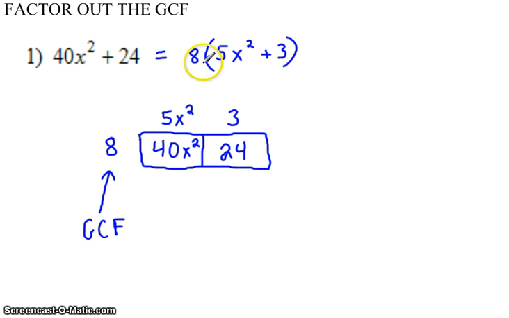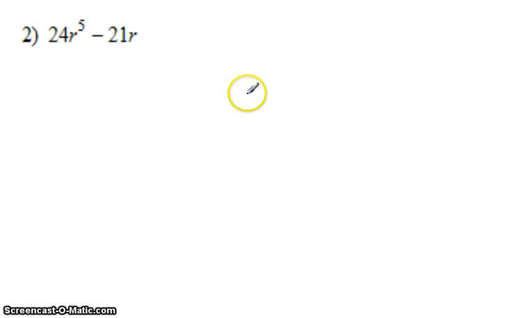So we have factored out the greatest common factor and left it here. It's kind of like going backwards from the distributive. All right, let's do another example. We got 24r to the 5th minus 21r. We've got two terms, so I'm going to make a window with 2 panes, I guess.